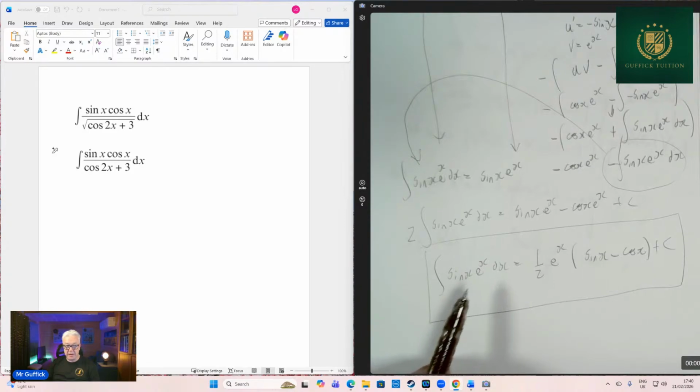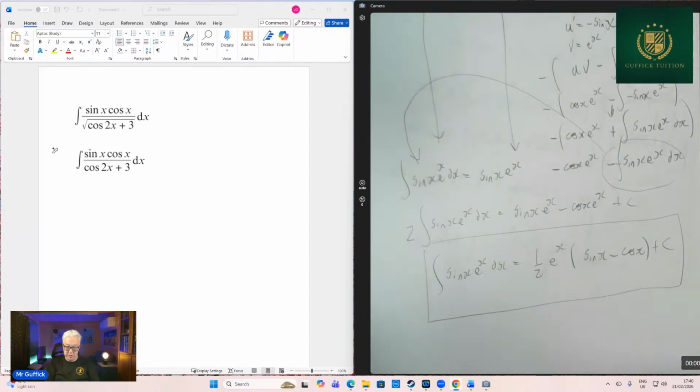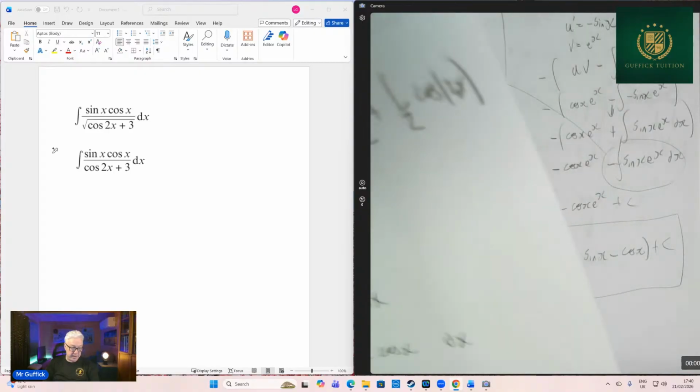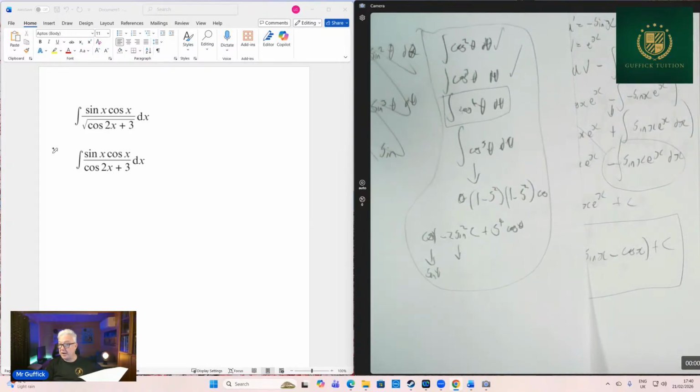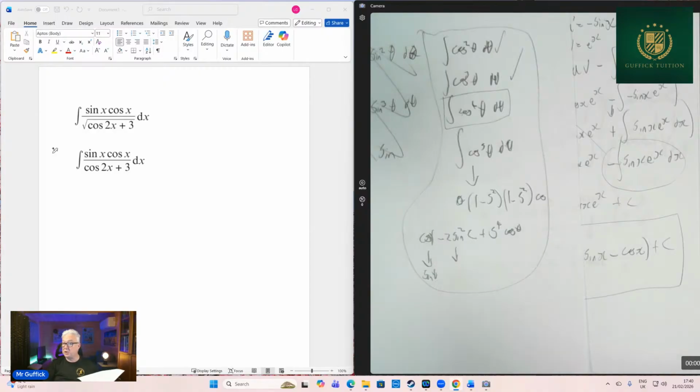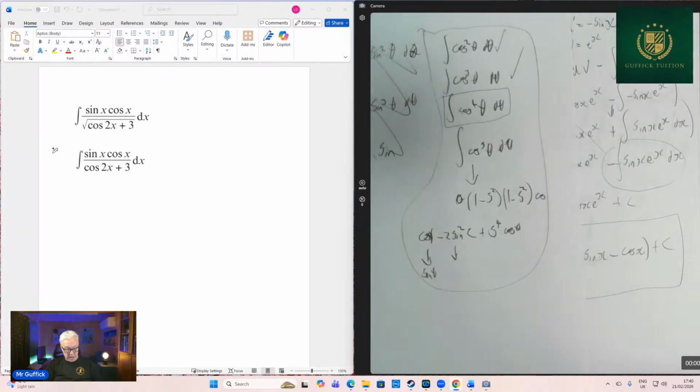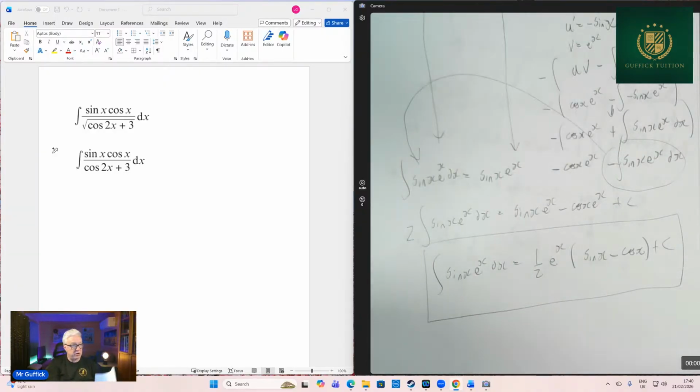You know, that's quite useful to know how to do that. And again, at the start of the live stream, we were looking at how to integrate cos squared, cos cubed, cos to the fourth, and cos to the fifth, and sine squared, sine cubed, sine to the fourth, and sine to the fifth. Okay, so that's a little bit of introduction there into a few interesting things.